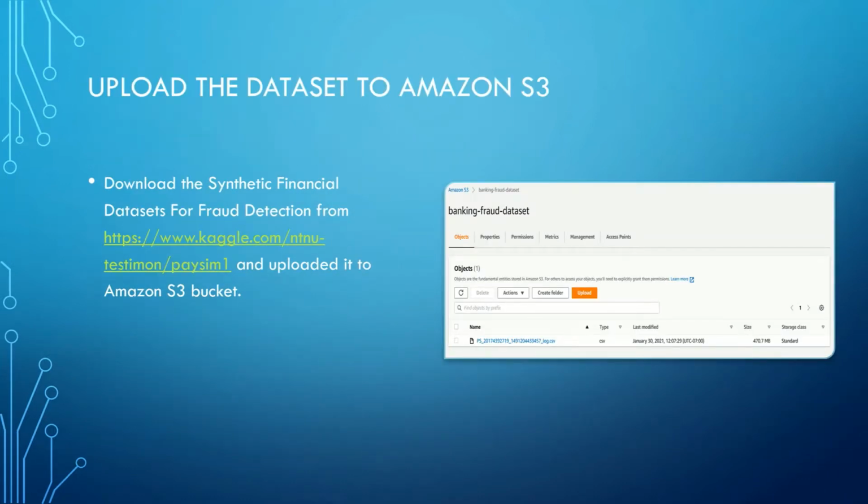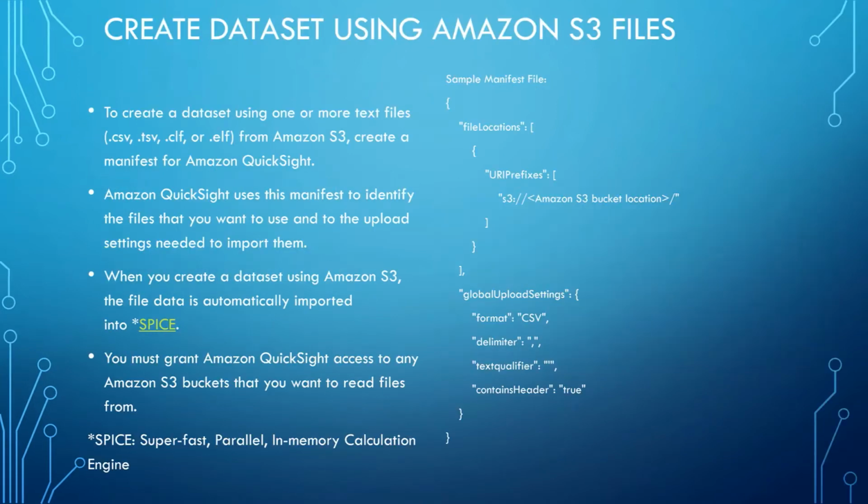First, we need to download the dataset from Kaggle and then we need to upload it to Amazon Simple Storage Service S3. And I will show you in the demonstration how to import the data from Amazon S3 to Amazon QuickSight. So for our demonstration, we need to first upload the dataset into S3 and then we need to create the dataset on Amazon QuickSight from the Amazon S3 file.